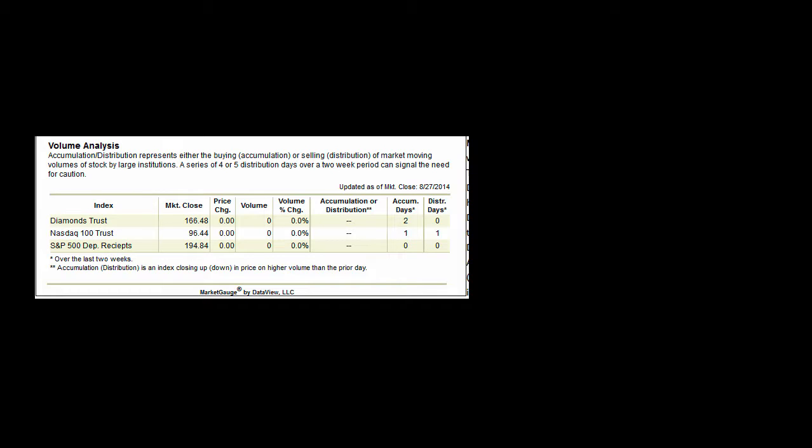Market Gauge Volume Analysis. In this week's volume analysis, the Nasdaq 100 Trust ended in neither accumulation nor distribution mode. In the last 2 weeks, it had 1 accumulation day and 1 distribution day. Of the other indexes, both the Diamonds Trust and the S&P 500 Deposit Receipts ended in neither accumulation nor distribution mode. Accumulation days are counted when the index closes up on higher volume than the prior market day, while distribution days occur when the index closes down on volume higher than the prior market day. Last week, the Nasdaq 100 Trust also ended in neither accumulation nor distribution mode.